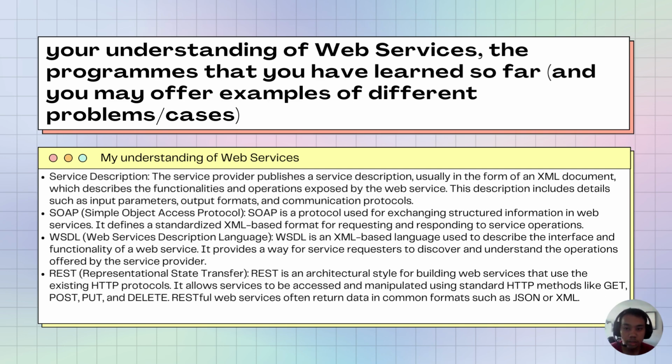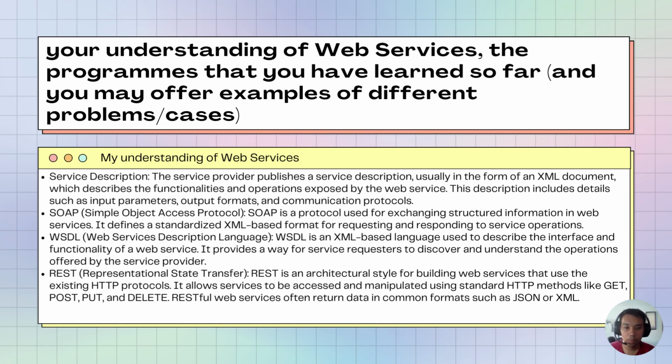Thirdly, it's a service description. The service provider publishes a service description, usually in the form of an XML document, which describes the functionalities and operations exposed by the web service. This description includes details such as input parameters, output formats, and communication protocols.